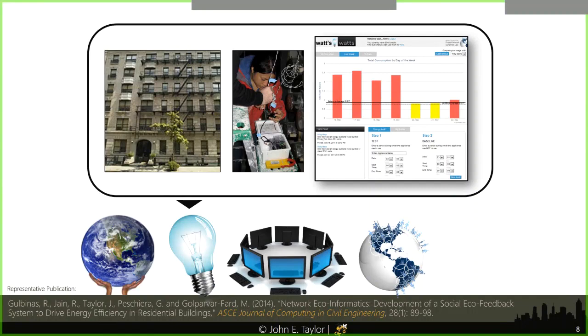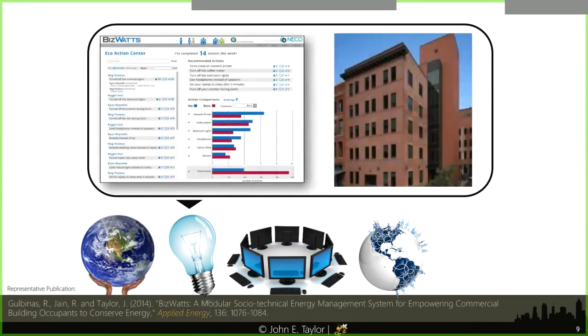So we've done this in large scale residential settings and also in commercial buildings to see whether these feedback systems, that digital twin that provides energy use documents of a building, can actually result in reductions in energy consumption. And in both cases, we found statistically significant reductions in consumption. So these models can certainly help at a building scale.